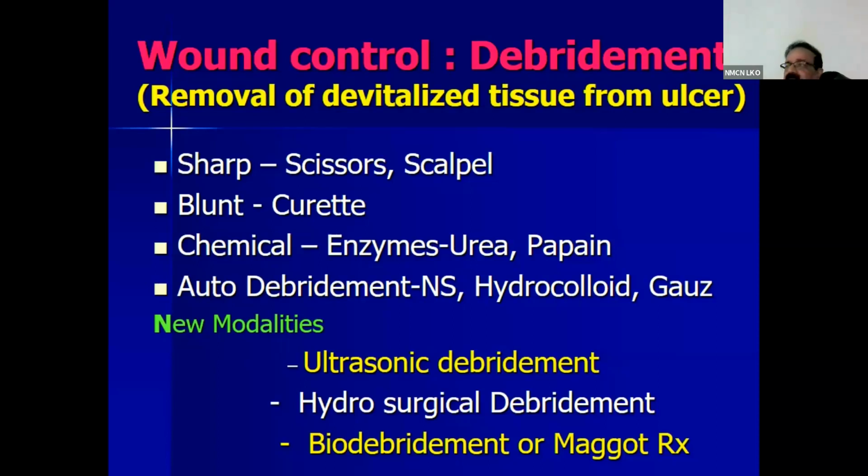And then the chemical debrider, like ointment with urea, papain, etc. And autodebridement one can get through the normal scenario. The body's self-defense mechanism takes care of the debridement. It removes the dead necrotic tissue, like hydrocolloid, which we use, and even plain gauze also makes autodebridement. And there are certain new modalities like ultrasonic, hydrosurgical debridement, biodebridement, which I am going to tell you now.